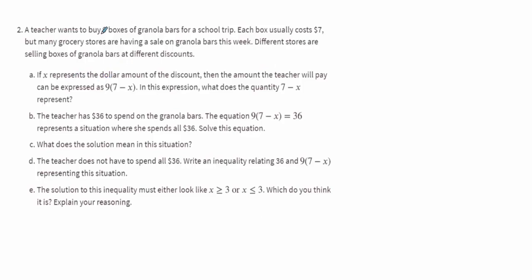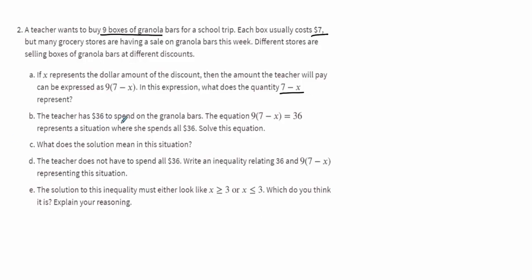9, she's buying 9 boxes, times 7, the usual price, $7 is the usual price, minus the discount. So 9 times 7 minus the discount in whatever store. In this expression, what does the quantity 7 minus x represent? Well, that's the cost of the granola bars in that particular store, right? Different stores are selling the boxes of granola bars at different discounts. So we don't know what this x is. It could change.